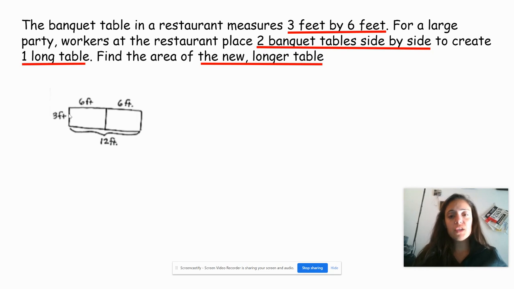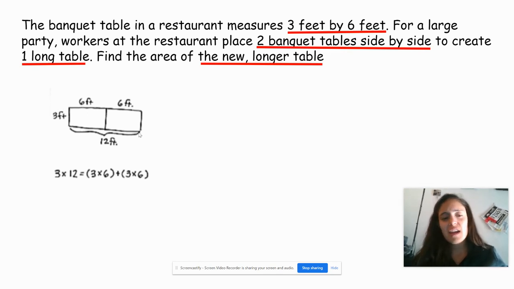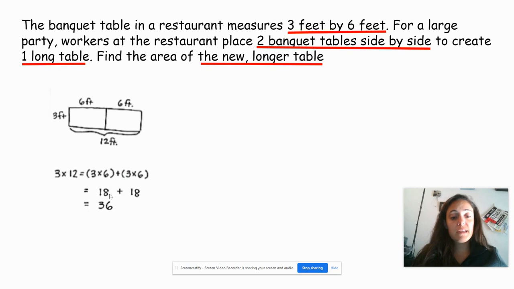So just like we did with the area problem before, I have to think about my equation. I broke it down into groups of 6 and 6, right? So I have my total problem of 3 feet by 12 feet, but that's a little hard. So I did 3 by 6 and 3 by 6. Also because the side lengths of one table are 6 feet. Now I need to solve this. So I know 3 times 6 is 18, and it's the same for this. I bring down my plus sign, and 18 plus 18 is 36.